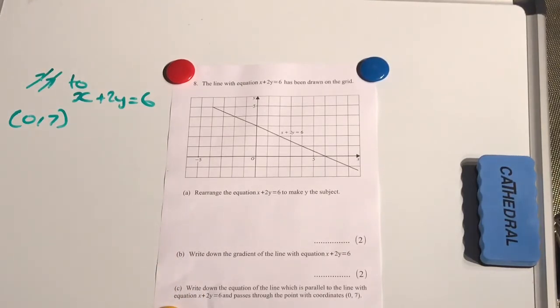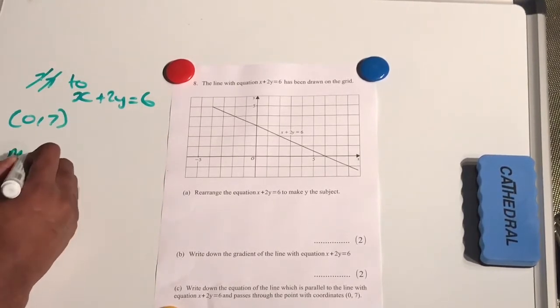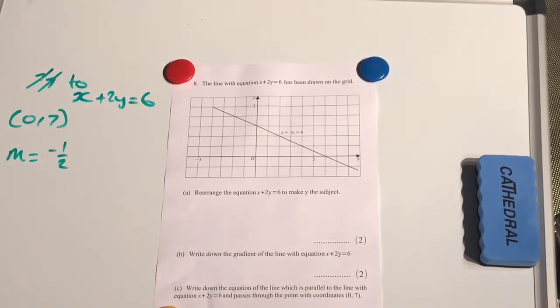Right, parallel. If two lines are parallel, look at them. What do they have similar? They have the same gradient. What was the gradient of this equation again? The gradient of this equation was negative a half. So therefore the gradient of my equation I'm trying to find will also be negative a half.